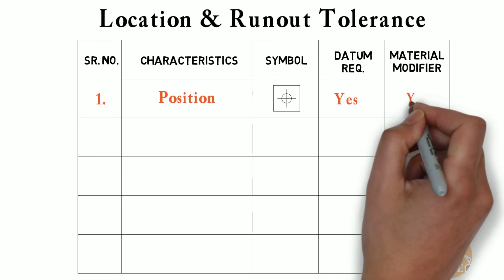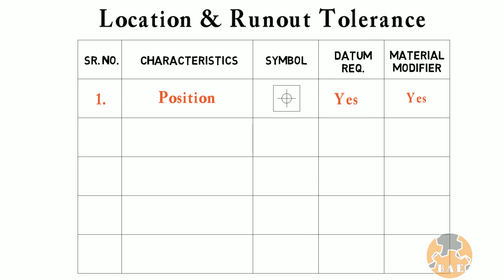Do we use material modifiers? Yes, mostly we use material modifiers over here. We will see in detail in another video how we use material modifiers for the position tolerance and how this affects position tolerance. We do inspection of the position tolerance with CMM and other measuring devices. Also, we inspect with the help of gauges.